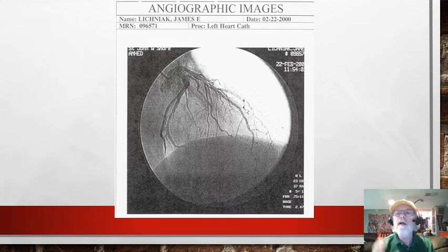And what's there? The openings of the coronary arteries. They take that tube and stick it right where the opening of the coronary artery is, put a little dye, and the dye outlines where this is going.